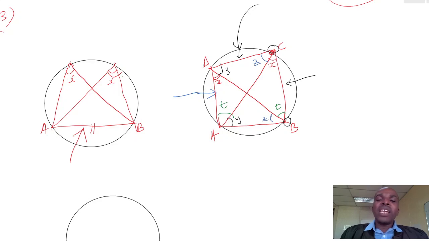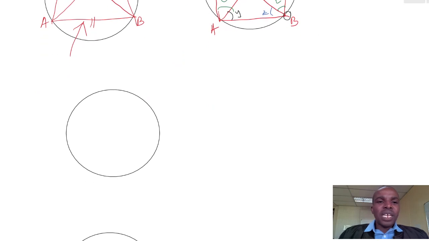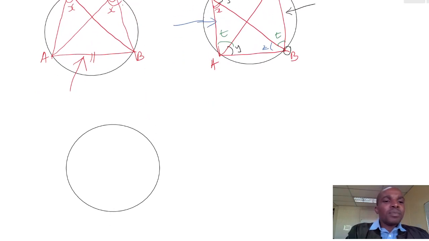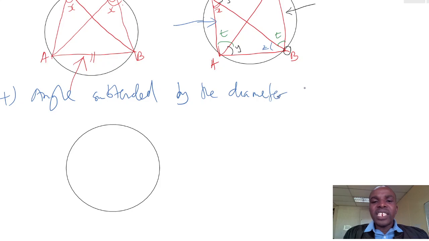So that's how we can illustrate theorem number 3: angles subtended by the same chord are equal. Then theorem number 4: the angle formed by the diameter is a right angle. The angle subtended by the diameter is a right angle, or is 90 degrees.